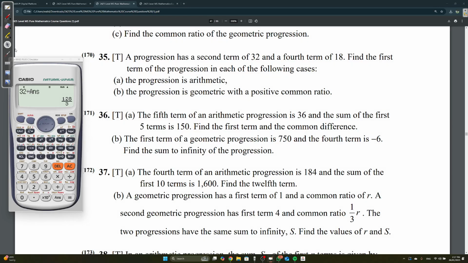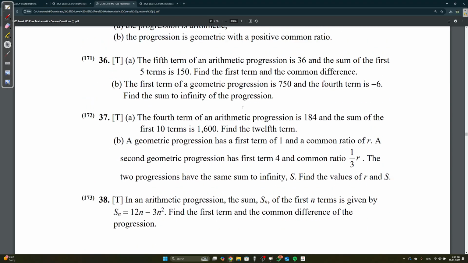Okay, question 36. We only have 2 left. They look pretty simple, inshallah. The fifth term of an arithmetic progression is 36, and the sum of the first 5 terms is 150. Find the first term and the common difference. So they told us that a5 is equal to 36, and we know that the sum of the first 5 terms is 150.